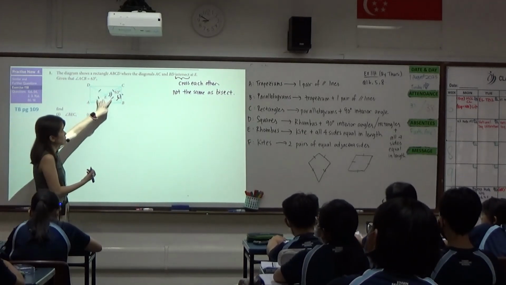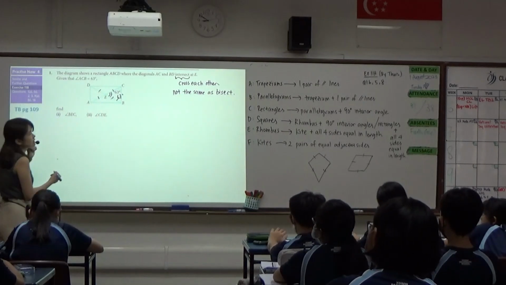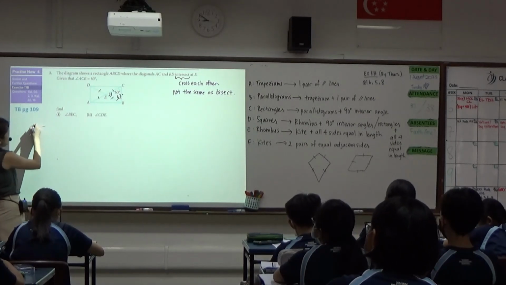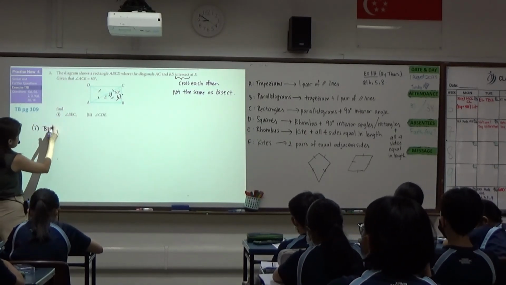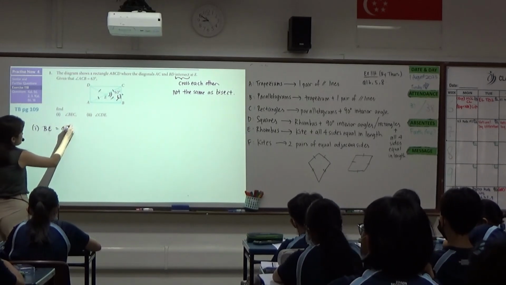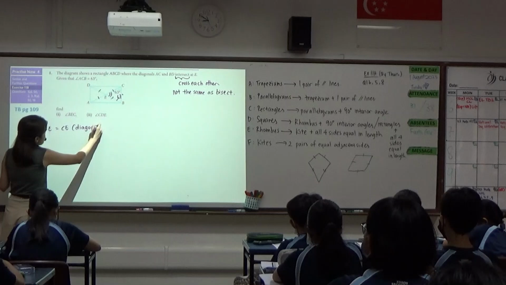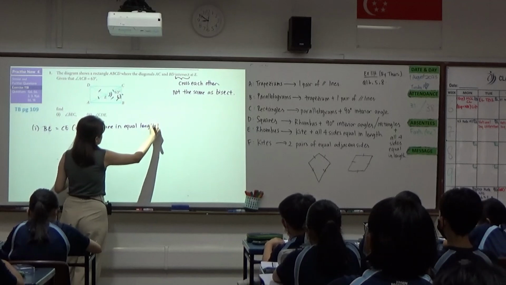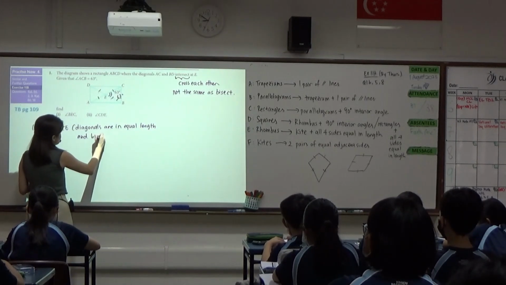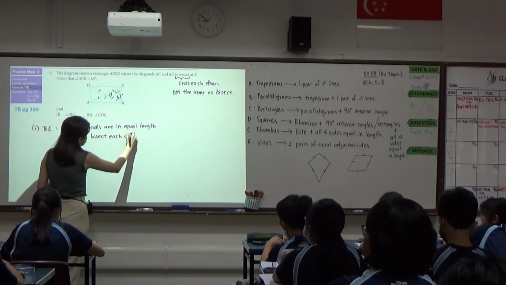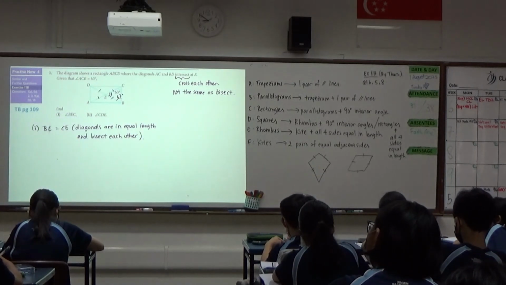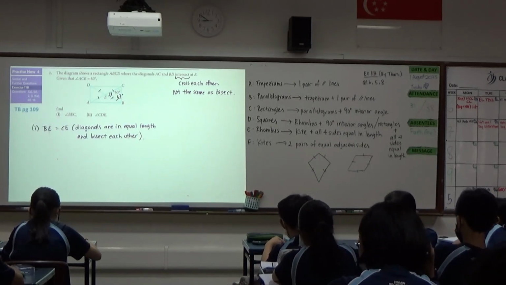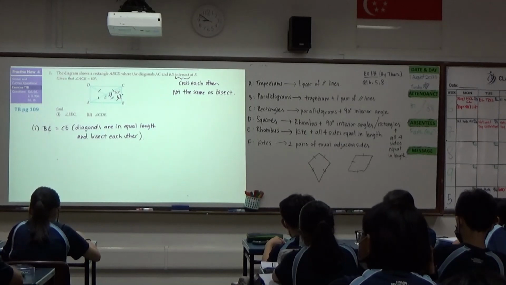First, I need to say that the diagonals bisect each other, such that I can form my isosceles triangle. So I will say that in part I, BE equals CE because diagonals are equal in length and bisect each other. Unfortunately, I do not have a short form for you. This is the best that you can do. You just need to know that diagonals are equal in length and bisect each other.